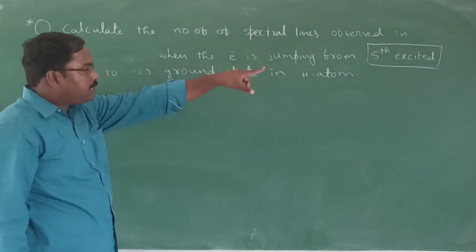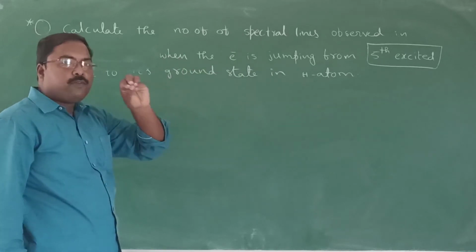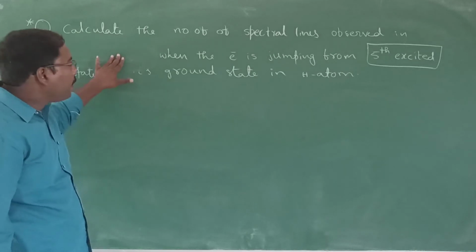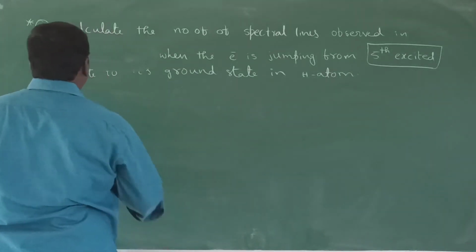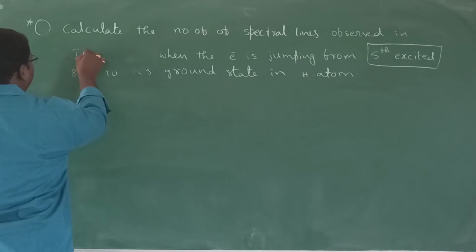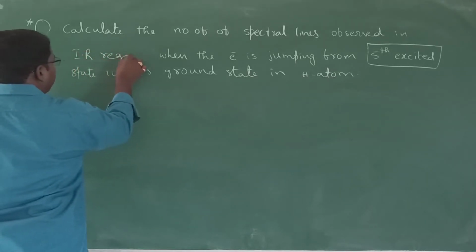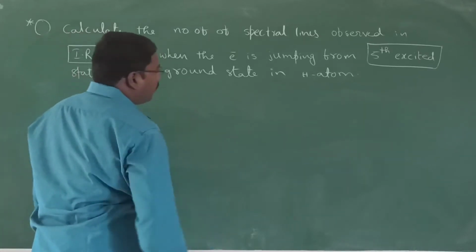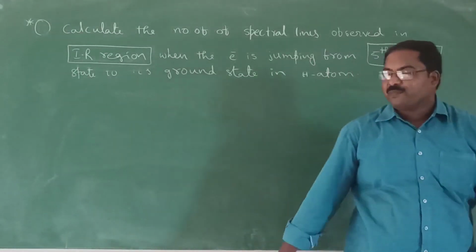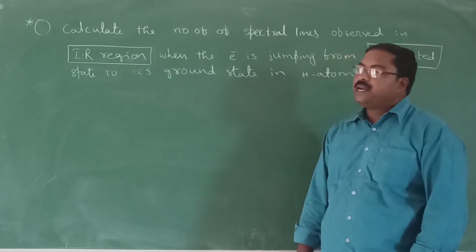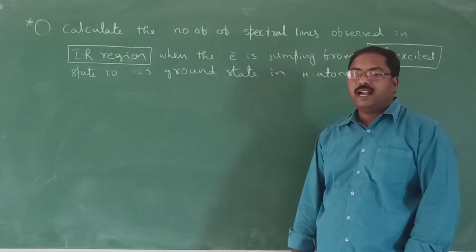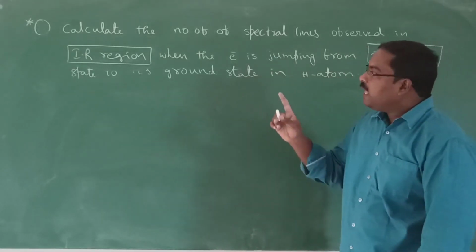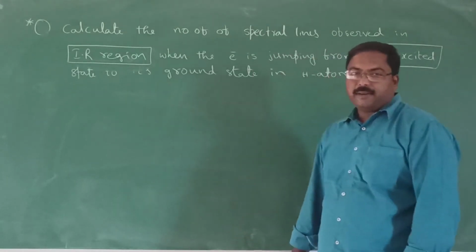Same number of spectral lines, fifth excited state to the ground state of hydrogen atom is same. But this time, instead of Balmer series, now I am not asking in Balmer series. Now I am asking you to calculate the number of spectral lines in infrared region.